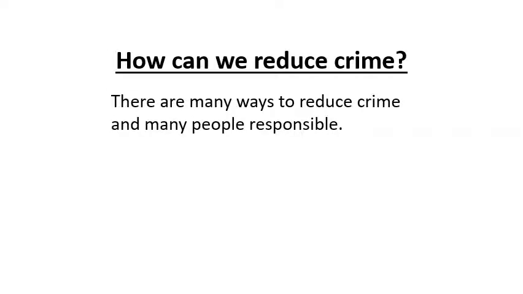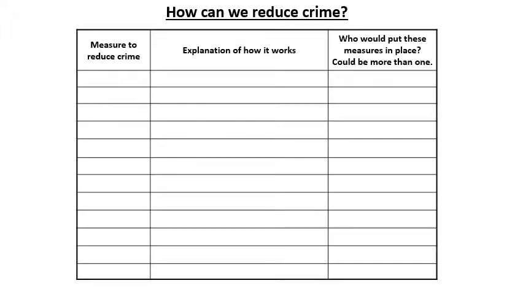So hopefully, even with that little starter exercise, you're starting to think about there are many different ways to reduce crime and many people who are responsible for helping to reduce and prevent crime. Now what we're going to do is make a copy of this table, and there should be 16 spaces in total because there are 16 different measures we're going to look at. There is one on the Firefly page that you can print out if you want to make it easier. So make a copy of this, pause the video, and when you've done, then you can press play again.